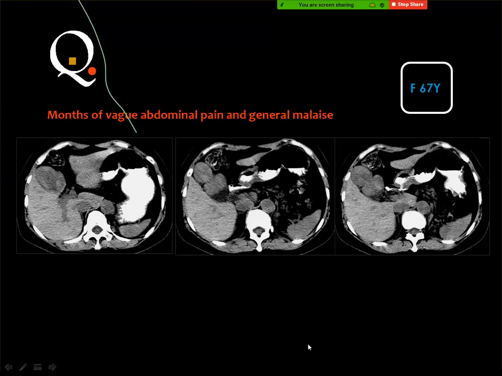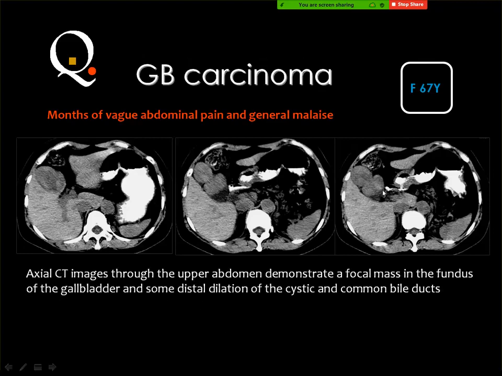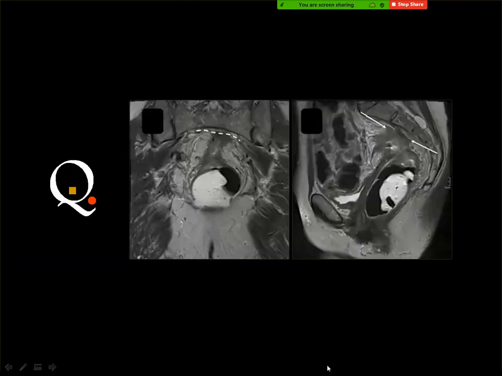What is the abdominal pain? Carcinoma of the gallbladder. Yes, this is gallbladder cancer, and you see a mass in the gallbladder fossa. In spite of this being without contrast, you can clearly identify the lesion.